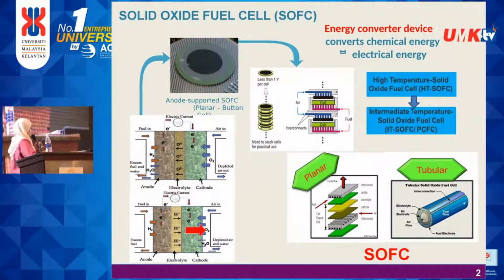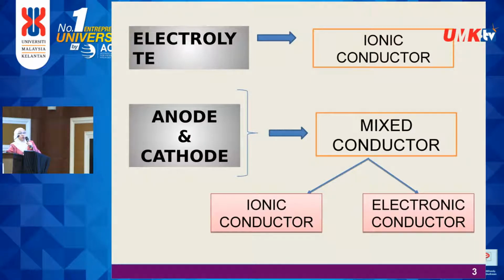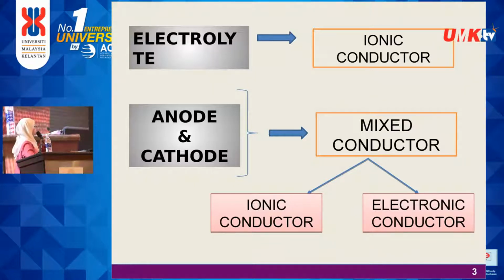In the proton ceramic fuel cell, we have three main components: the electrolyte and the electrode part, where for the electrode part we have the anode and cathode. In order to study the electrical performance of the solid oxide fuel cells, for the electrolyte we need an almost pure ionic conductor, and for the anode and cathode we need a mixed conductor, which is a material that can exhibit ionic conductivity and electronic conductivity.